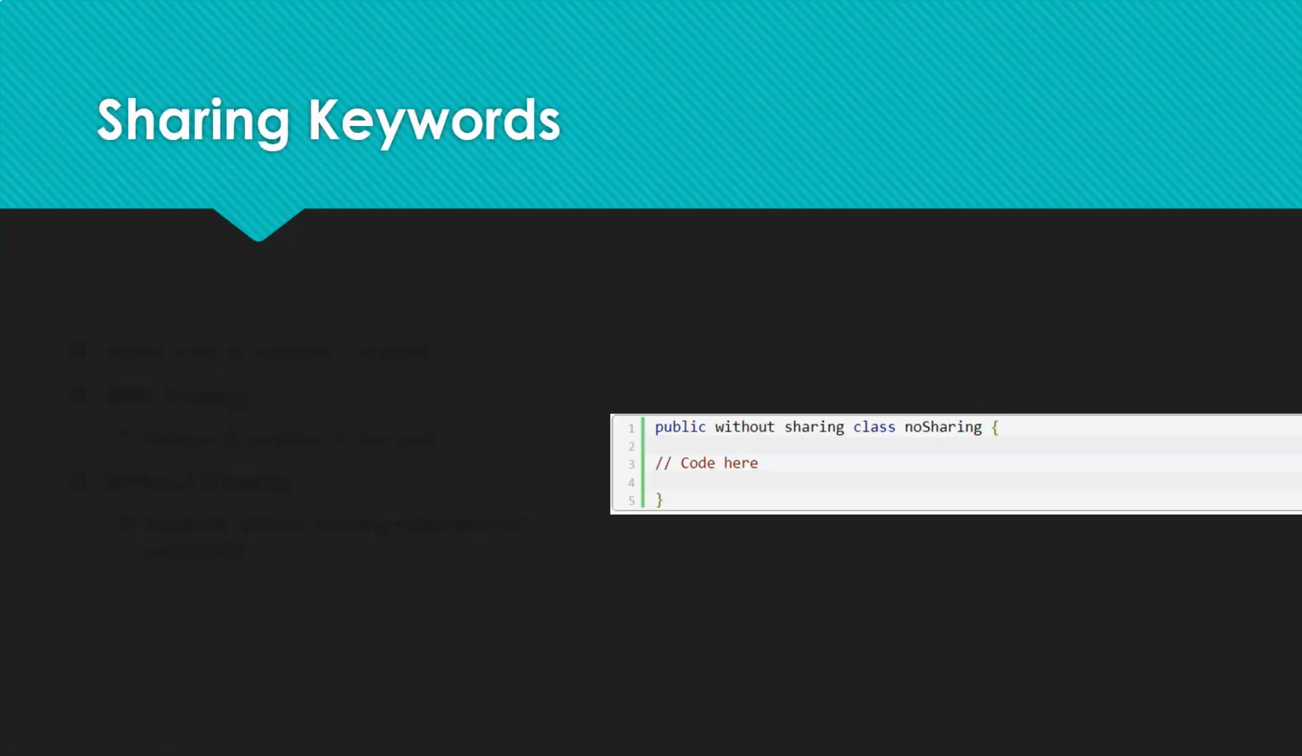Sharing keywords allow us to determine whether or not we want the Apex class to respect user sharing rules. By default, Apex runs in system context. This means regardless of a particular user's access, when they're running Apex code, they can do anything. So if you have a trigger on an opportunity that calls a method from a class to delete the opportunity, then guess what? A user who is not able to delete an opportunity will be able to delete an opportunity by the extension of Apex.